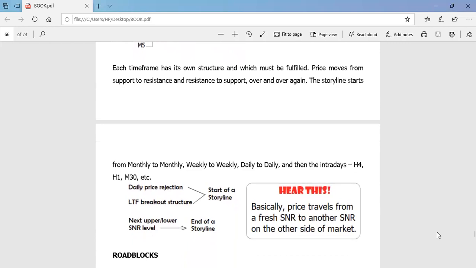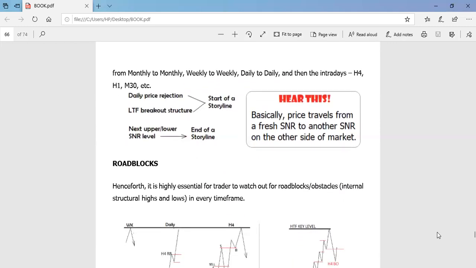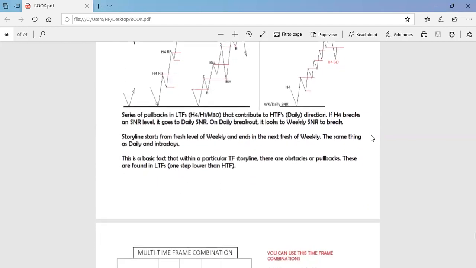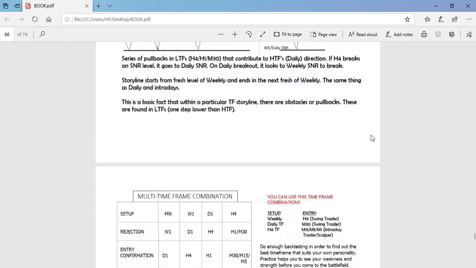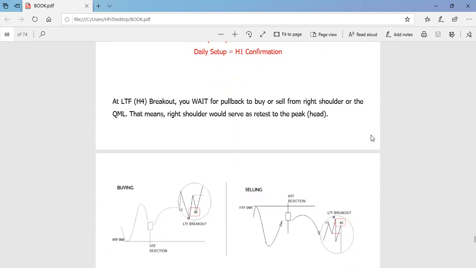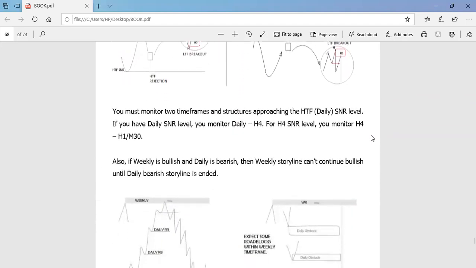Each time frame has its own structure which must be fulfilled. Price moves from support to resistance to support. So let's go from monthly to monthly, weekly to weekly. Basically, price will travel from a particular fresh level to another fresh level. That is basic. Put that behind your mind. You must monitor two time frames and the structure approaching the higher time frame.